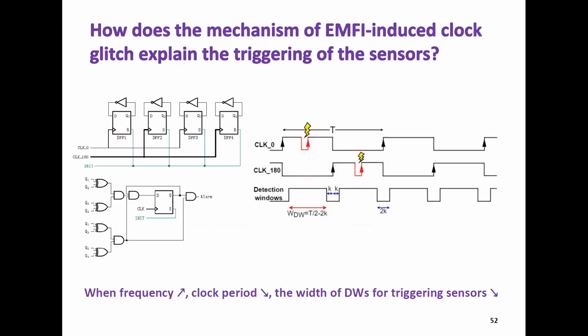The question is, how should this detection window, which is by design corresponding to the sampling fault model, be effective for EMFI-induced clock glitches? Because this sensor works with two different separate clocks, clock 0 and clock 180. And what is good? When we get a negative glitch on one, there is no effect on the other. That's why it helps this sensor to detect, in this block diagram, each time we have an alarm. The width of this detection window is T/2 minus K, which is consistent with our experimental results, in which when clock frequency increases, clock period decreases, and the width of our detection window decreases.